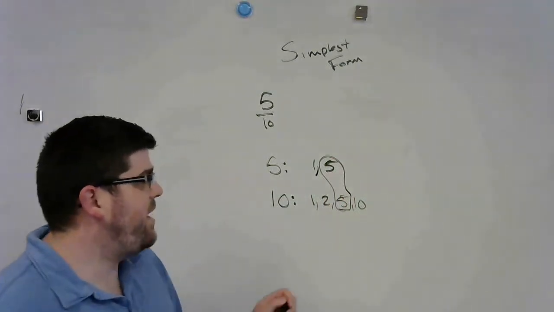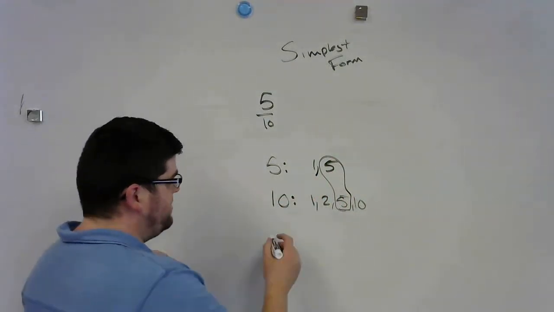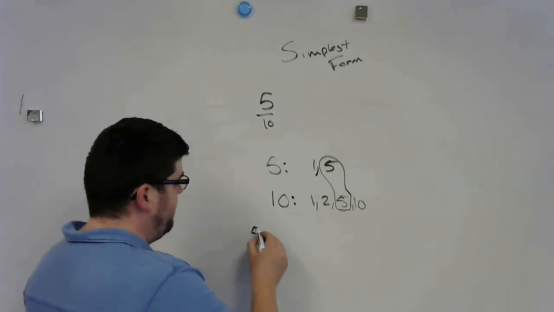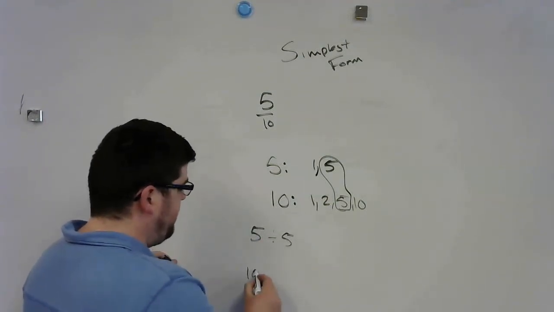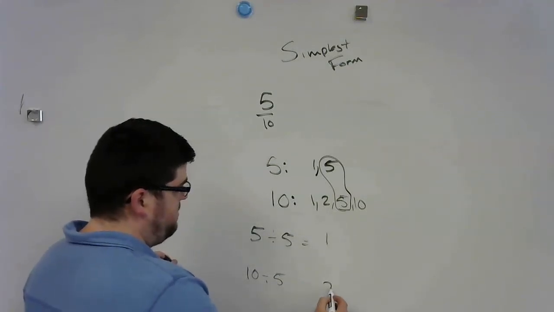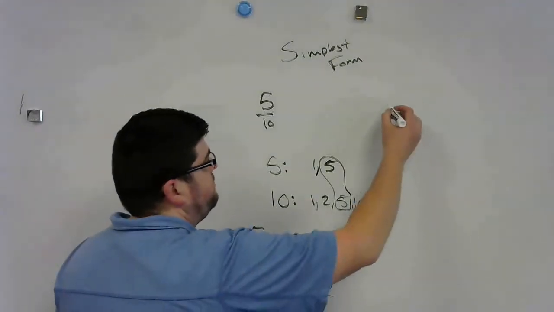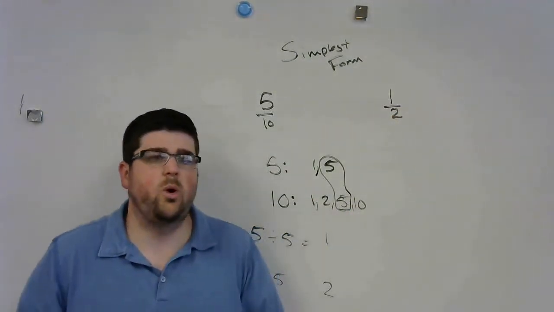The greatest common factor between 5 and 10 is 5. So what that means is that I can divide 5 divided by 5, and I can divide 10 divided by 5. 5 divided by 5 equals 1, and 10 divided by 5 equals 2. So 5/10 is actually equal to 1/2.